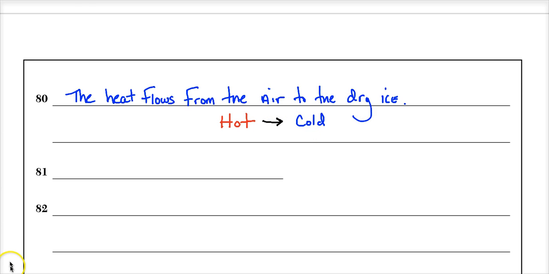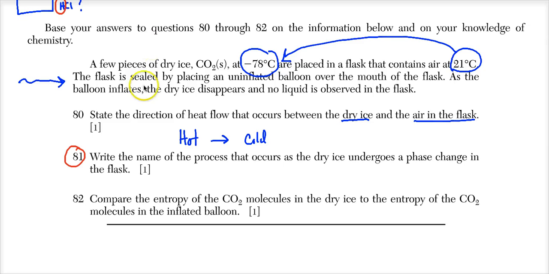Number 81. So 81 states, write the name of the process that occurs as the dry ice undergoes a phase change in the flask. So you need to understand what dry ice is doing. Let's go back into the blurb to see if they give us any hints. Dry ice is placed in a flask. The flask is sealed by placing an uninflated balloon over the mouth. As the balloon inflates, the dry ice disappears and no liquid is observed.